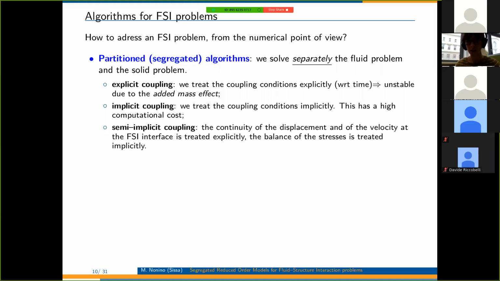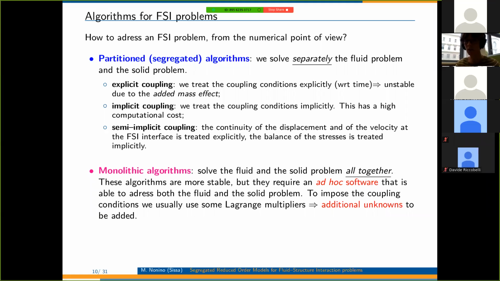Alternatively, you can use monolithic algorithms, where you solve all at once the fluid and the solid problem. These algorithms are more stable, but the drawback is that they require ad hoc software, which is able to handle at the same time the fluid and the solid problem. Also, in general, it is more difficult to impose the coupling conditions at the fluid structure interaction interface. For example, you could think about using Lagrange multipliers, but these lead to additional unknowns that have to be added to the problem formulation.